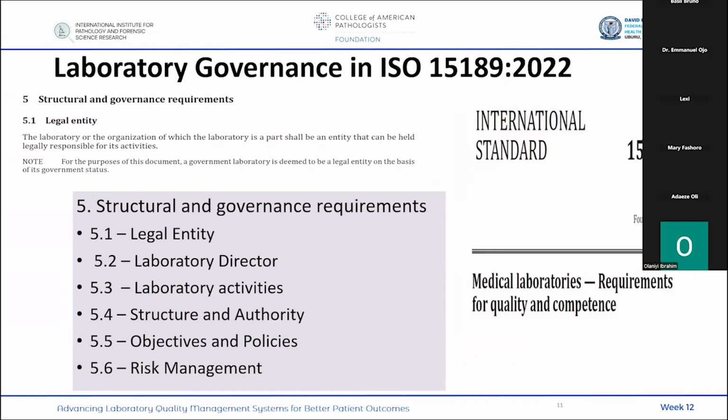And in clause 5, the whole of clause 5 is dedicated to structural and governance requirements. So when we talk about this we talk about infrastructure, the kind of system that is expected to run. And then what are the other sub-clauses under the structural and governance requirements? We talk about the legal entity.